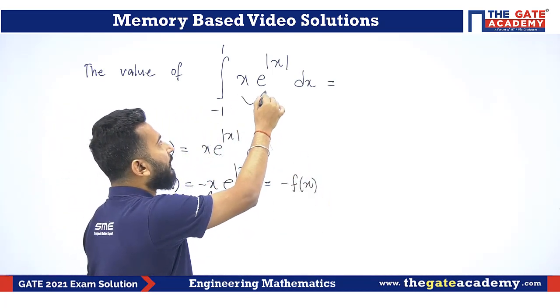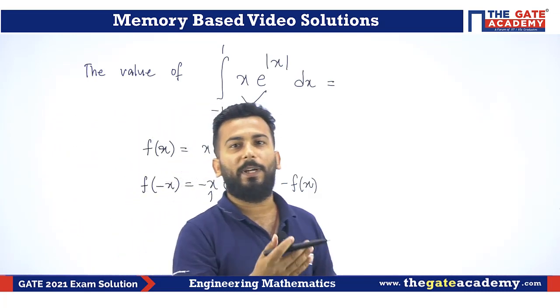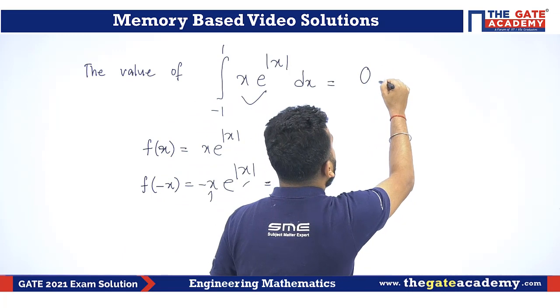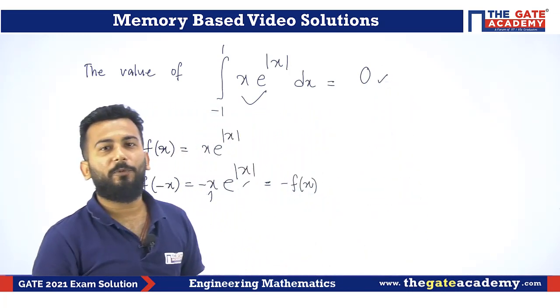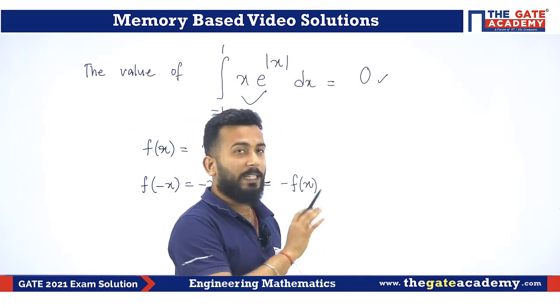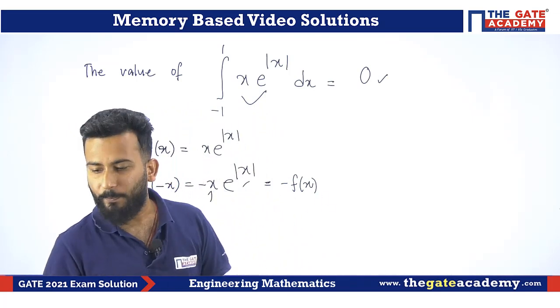And if this is an odd function, everyone knows that the integral from minus a to a of an odd function is, what is the answer? The answer is 0, clearly. I hope that you have got at least this one correct, right? Straightforward question.